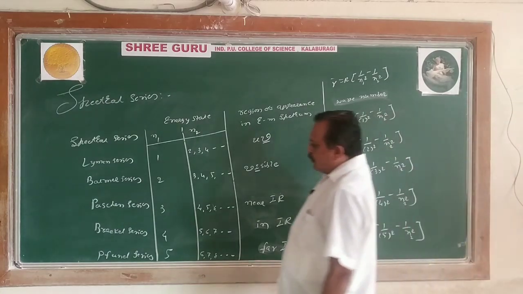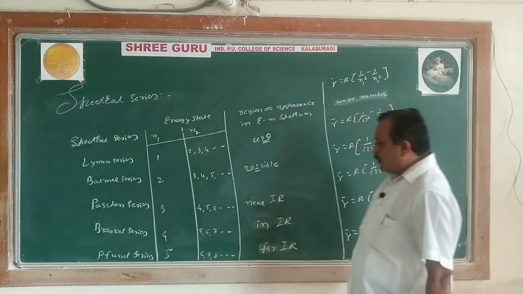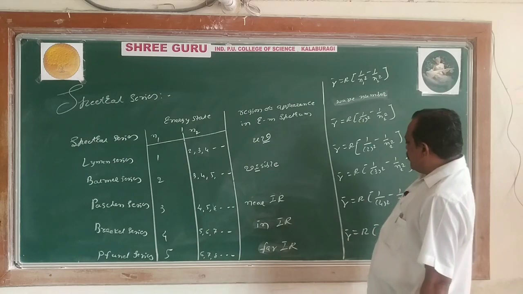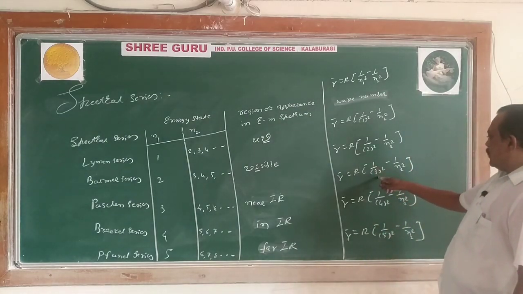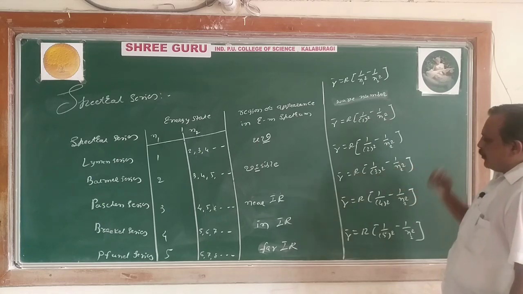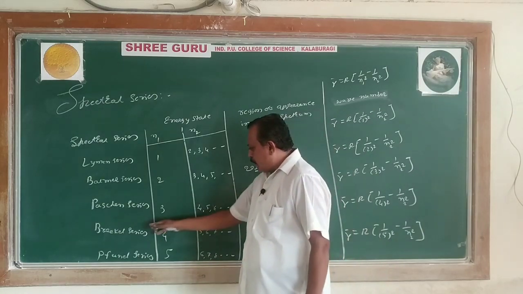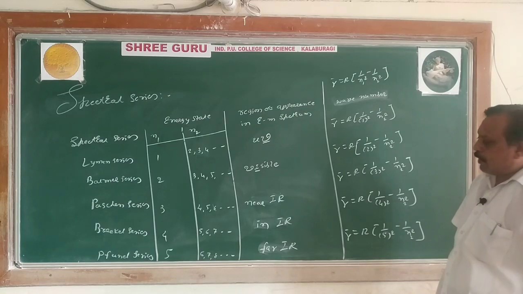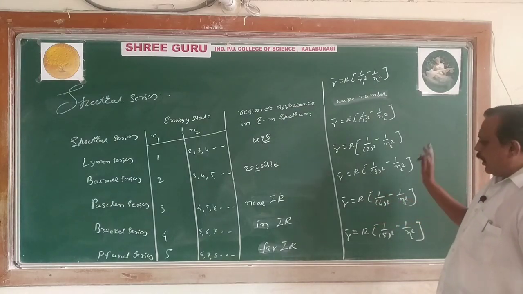When the electron jumps from any higher orbit to the third orbit, we get the Paschen series. It appears in the near infrared region of the electromagnetic spectrum, and its wave number is R into 1 by 3 square, that is 1 by 9, minus 1 by n2 square. When the electron jumps from any higher orbit to the fourth orbit, we get the Brackett series. It appears in the infrared region of the electromagnetic spectrum. Nu bar equals R into 1 by 4 square minus 1 by n2 square.